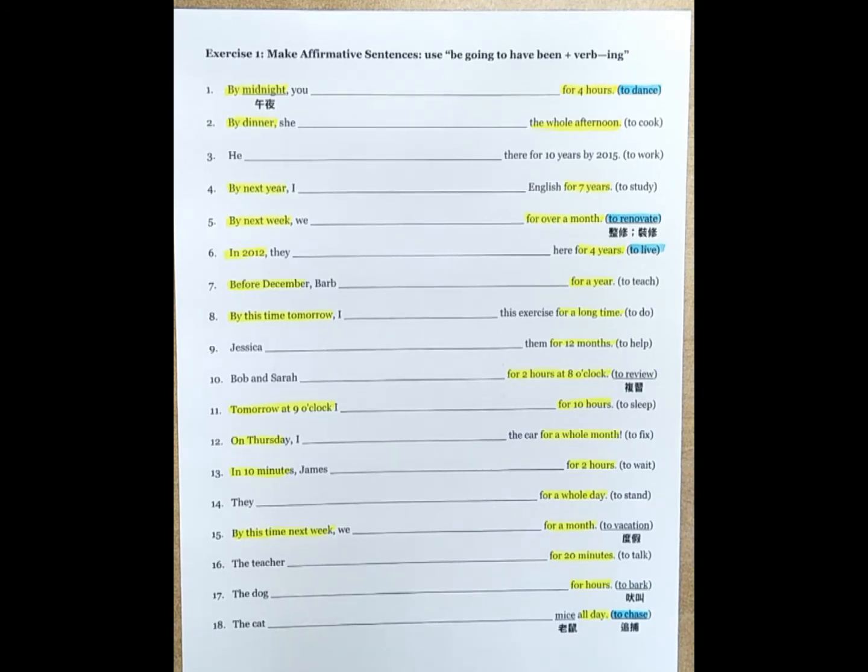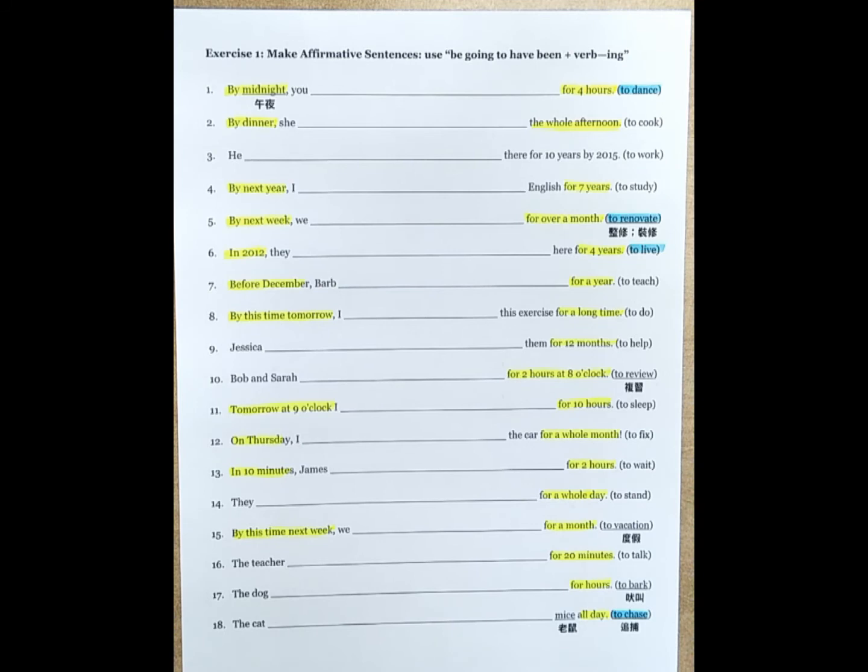3. He is going to have been working there for 10 years by 2015. 4. By next year, I am going to have been studying English for 7 years. 5. By next week, we are going to have been renovating for over a month.